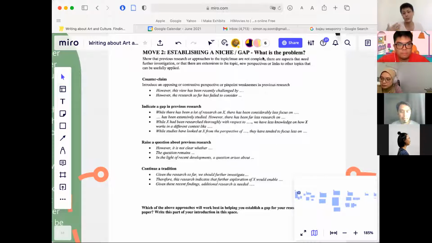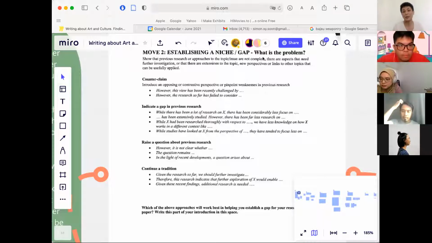In order to do that, the specific ways you should frame your problem statement, using words like "this view has been recently challenged by", will give the reader an idea that you're responding to previous arguments by saying that there's another way to look at these things.